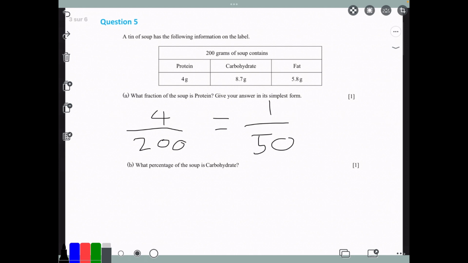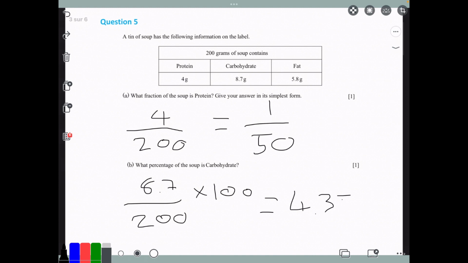What percentage of the soup is carbohydrates? So to write it in a percentage, it is going to be the same approach. We will be first writing it as a fraction, and then converting it into a decimal times 100. So percent of the carbs is 8.7 grams over 200 times 100, which will equal to, after typing it in your calculator, 4.35%.